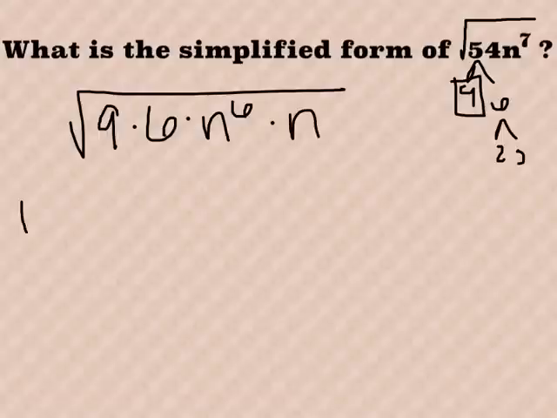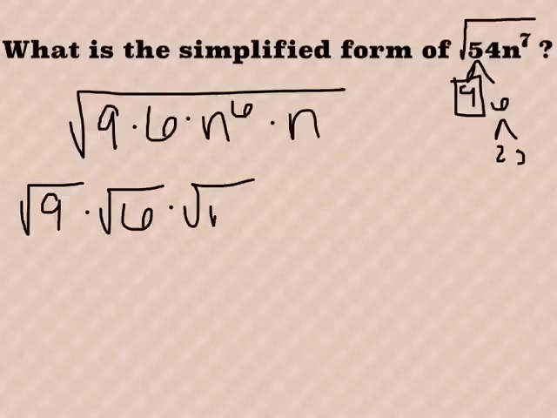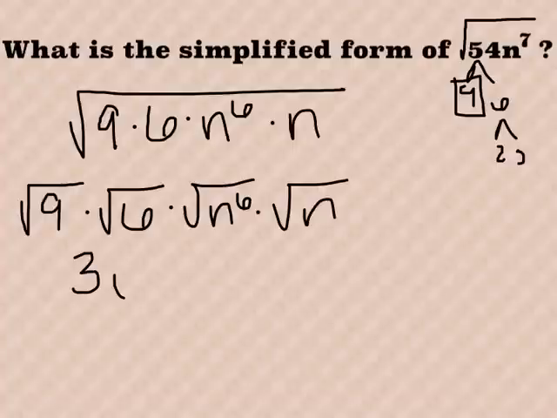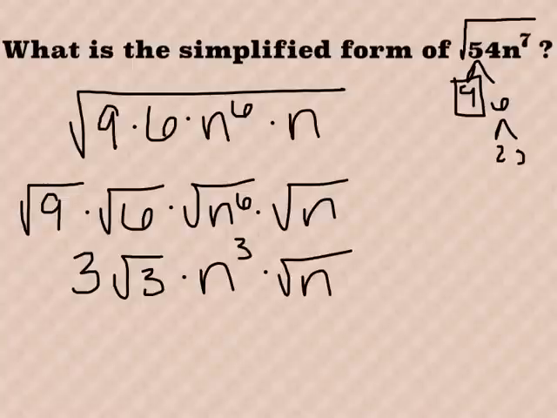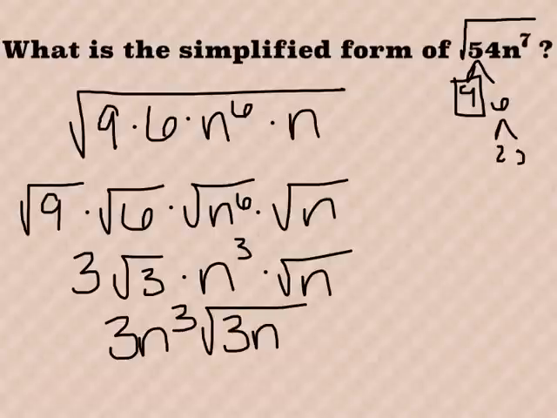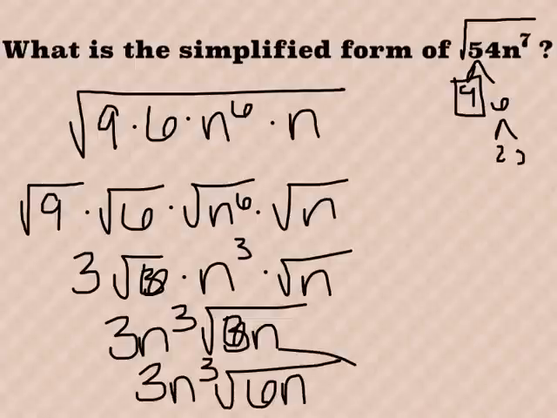So that is the same thing as the square root of 9 times the square root of 6 times the square root of n to the 6th times the square root of n, which could be 3 times the square root of 6 times n to the 3rd times the square root of n, and then we'll bring them all together, our numbers out in front, times the square root of 3n. I am so sorry. I don't know why I turned that into a 3. This should be a 6 here and a 6 here. So our answer, 3n to the 3rd times the square root of 6n.